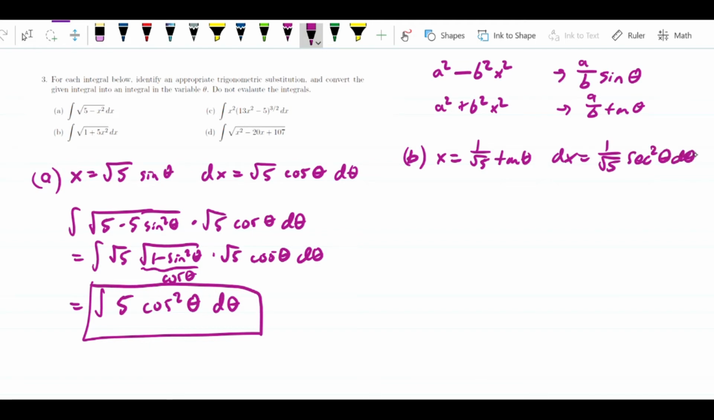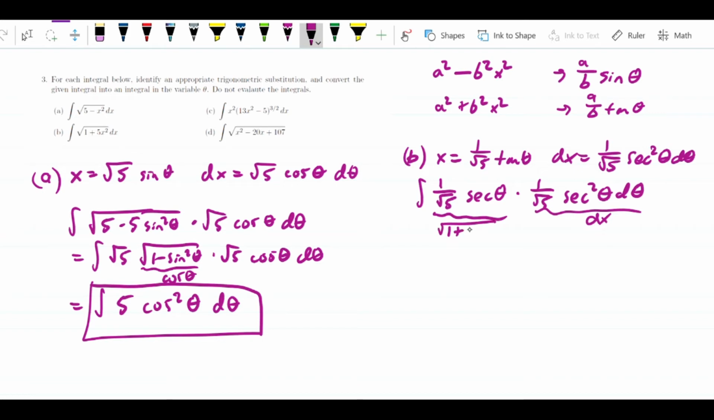So once I do this, I'm going to get the integral of, I'm not going to do the whole substitution here, but recall that 1 plus tan squared equals secant squared. So once you do all the algebra, what you're going to get is 1 over root 5 secant theta times 1 over root 5 secant squared theta d theta. So just to be clear, this is the dx part of the original integral, and after simplification, this is the square root of 1 plus 5x squared part of the integral. So this should equal integral of 1/5 secant cubed theta d theta.